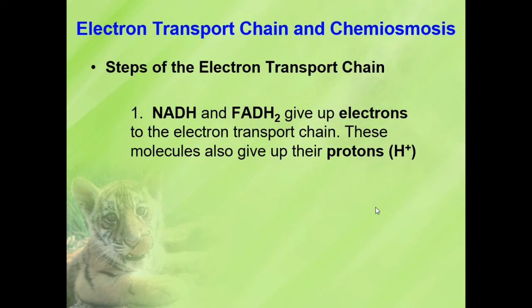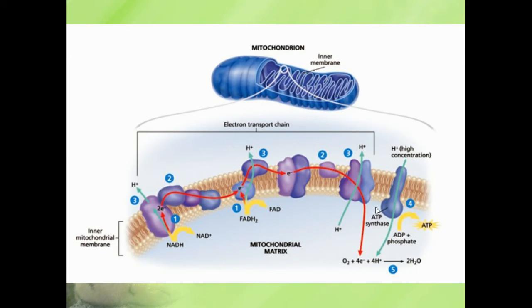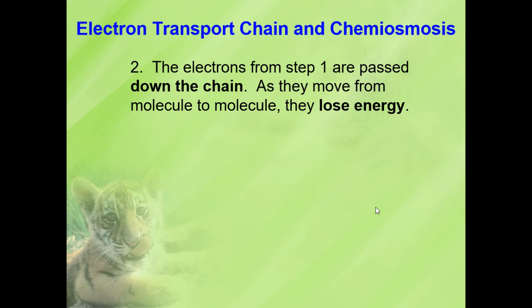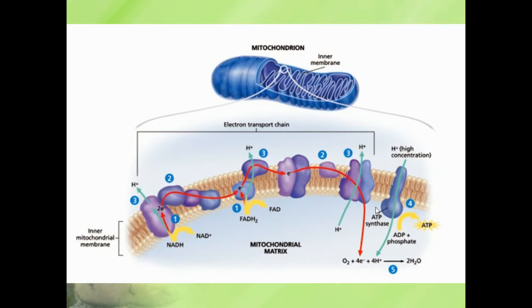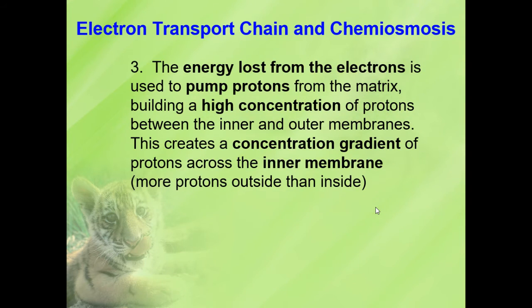The first step, we're going to have NADH and FADH2. They're going to give up electrons to the electron transport chain. These molecules also give up their protons. Step 2, the electrons from step 1 are passed down the chain. As they move from molecule to molecule, they're going to lose energy.